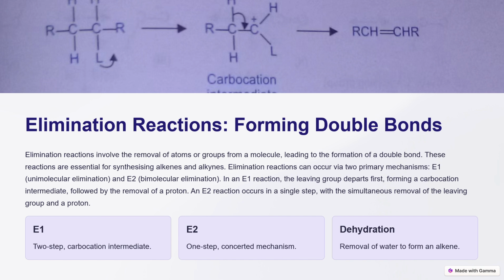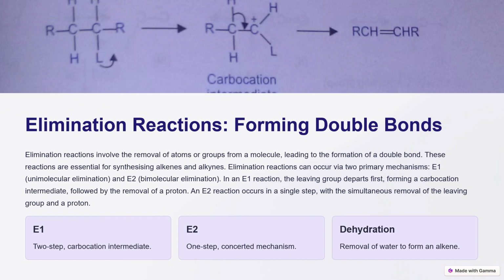Third is the elimination reaction. These are objectified as the forming of double bonds. So we are tasked that the product of the input compound should be in double bonds, whether it is a single or triple bond at the start. Elimination reaction involves the removal of atoms or groups from a molecule, leading to the formation of a double bond. These reactions are essential for synthesizing alkenes and alkynes.